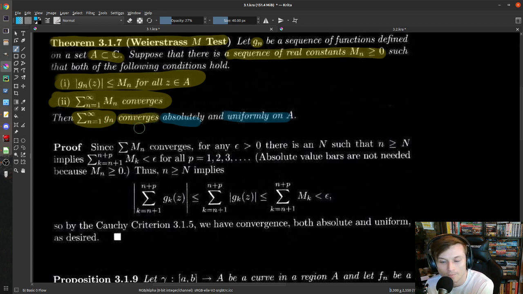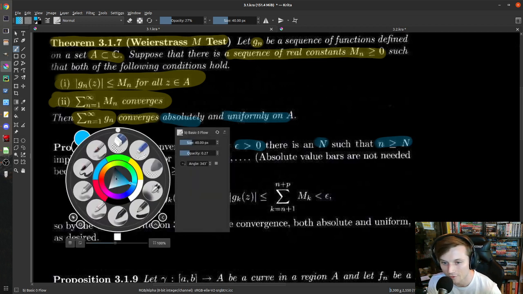It's real simple. Since the series of the M_n converges, for any epsilon bigger than 0, there is a capital N such that for all little n greater than or equal to big N, this implies that the sum from k equals n plus 1 to n plus p of M_k is less than epsilon. This just comes from the Cauchy criterion, or from the definition of convergence. Now, you don't need absolute values here because the M_n are all greater than or equal to 0.